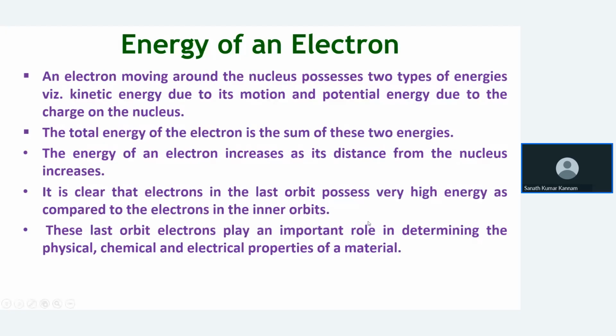So we can say that the electron present in the last orbit has higher energy compared to the inner orbits. The electron present in the last orbit, we call a valence electron. Based on the valence electron, it determines the physical, chemical, and electrical properties of matter. Depending on that we can decide the physical and chemical properties, and mainly we are discussing the electrical properties of the material here.